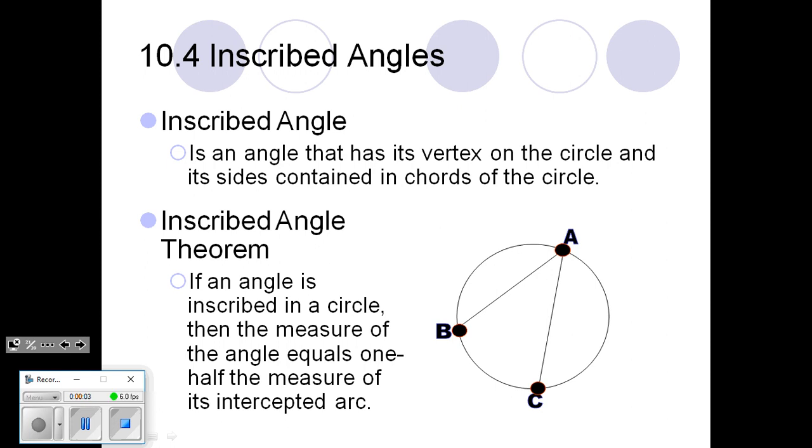Hey, welcome to Chapter 10, Section 4, about inscribed angles. This is for the second half of geometry, and we're going to talk about inscribed angles today. And just a quick reminder, you can always pause the video, rewind it.